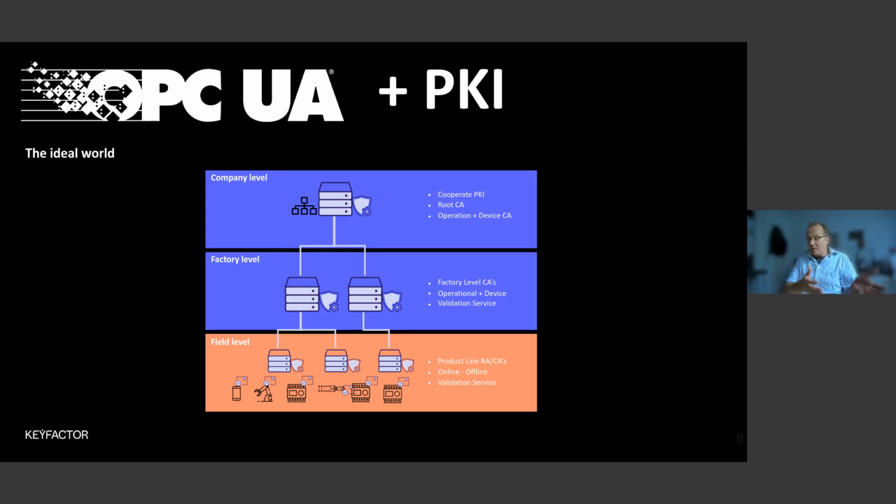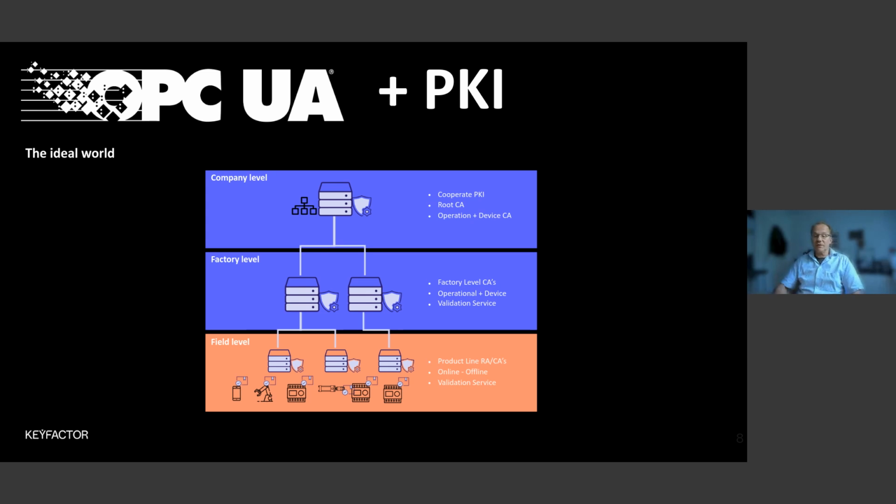Sometimes it is a starting point, but on the other hand, we also have the starting point that on the factory level, the CAs are introduced, which have to be connected to a root. And also here on the factory level, we have an operational certificate issuing instance. We have device issuing instances and CAs that are operating on this level. And of course, we also have validation services provided for CRLs and OCSP, but normally a CRL distribution point is established on this factory level.